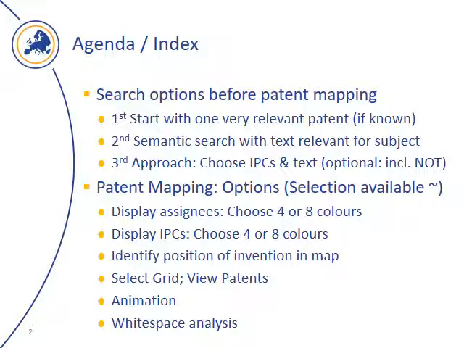So in general I would like to discuss which search options are recommended before you then depict the results, the patent list, in the form of a patent landscape. The first option is to start with one very relevant patent, if such a patent is known, and then to build the search around it.